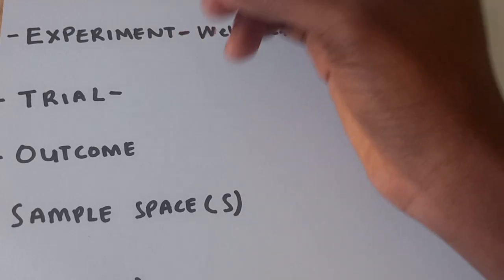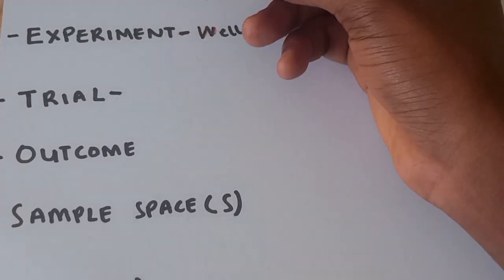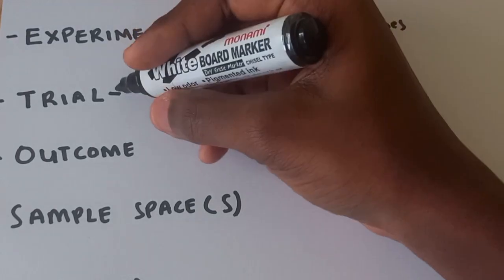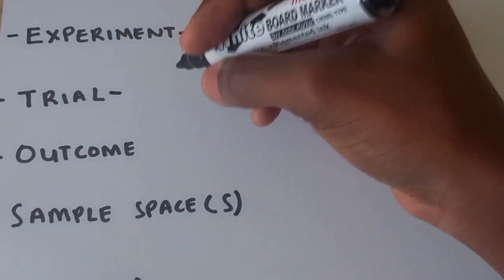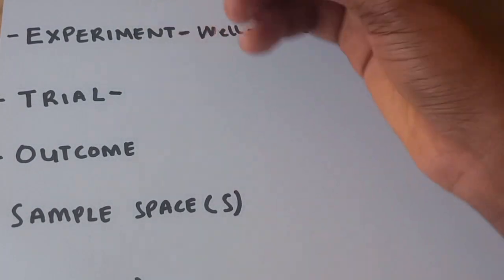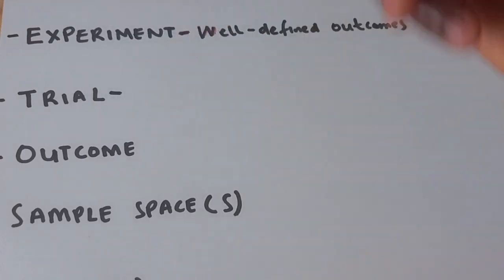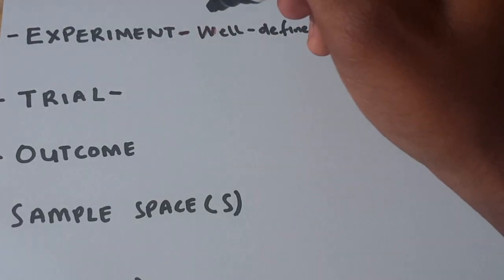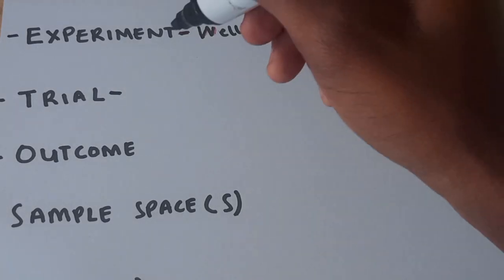A trial is the repetition of these experiments. It is a single performance of an experiment. A trial is a single performance of an experiment. When we repeat an experiment several times to get one performance, it's what we call a trial.